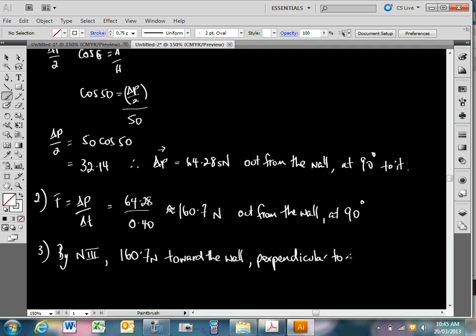The reason why I change the way I say things all the time is to show you that you can. It doesn't matter, as long as it explains to the person that's marking the test or the exam, whatever it is, that you understand that it's at 90 degrees or perpendicular to it. That you know that it's toward the wall or to the right. It's fine.